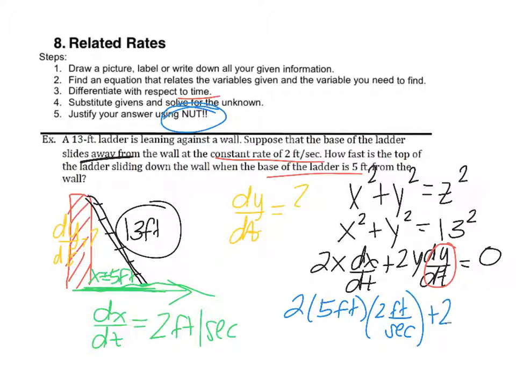plus 2 times the y. Okay, so here's the problem. I don't have y. But is there a way that I could find it with my given information? Well, this is just a right triangle, right? So I can just use Pythagorean theorem here.